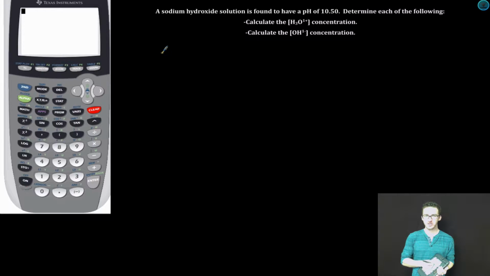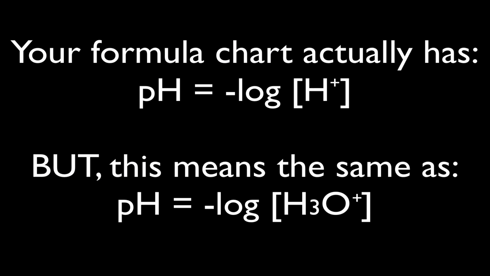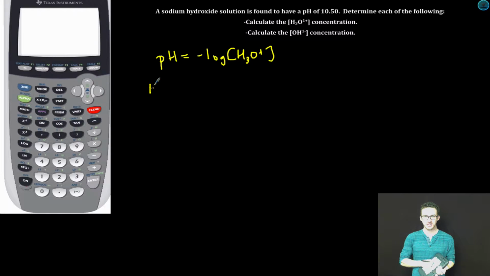So once again, I'm going to turn to my formula chart and recognize that the formula for pH is equal to the negative log of the hydronium ion concentration. Not something you have to memorize, just make sure you can find it on your formula chart. I know the value of the pH is 10.50, and I'm looking for hydronium ion concentration. Now, here comes some math that, depending on your algebra skills, may or may not be pretty easy.